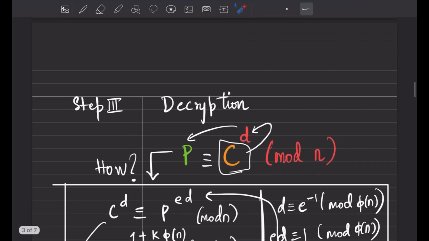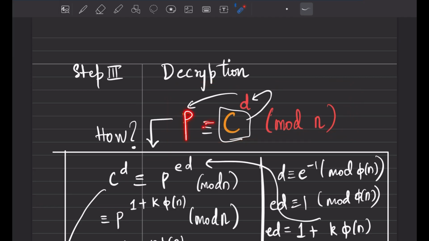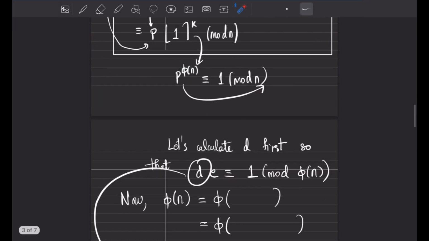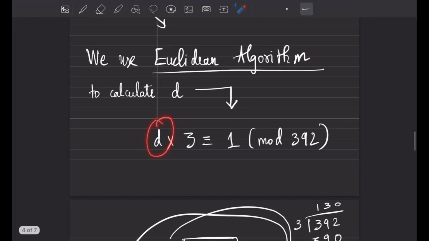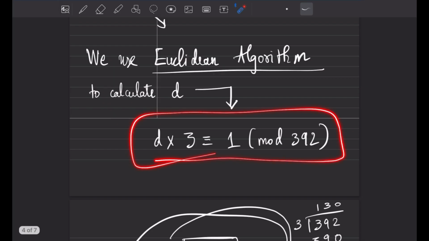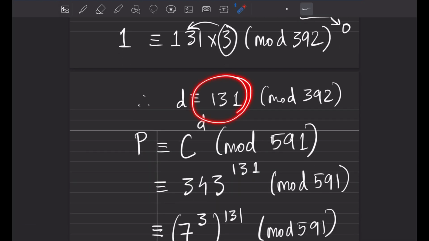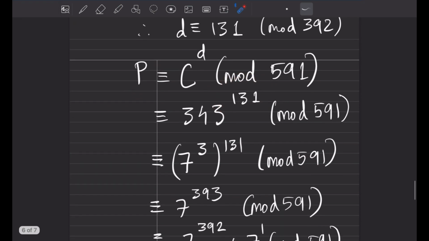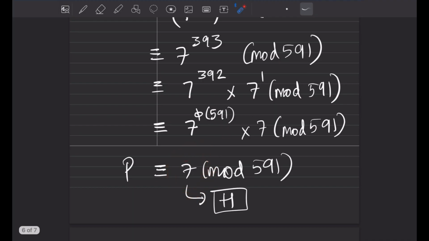And the decryption formula is the reverse of that. It is P congruent to C raised to the decryption exponent modulo n. And then to calculate D, we use the Euclidean algorithm as usual. And then you find out your D. We have found out our D to be 131. Substitute here in our decryption formula, and then finally obtain the plain text, which is 7 in our case.